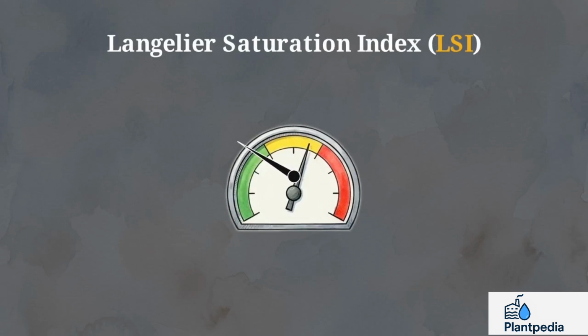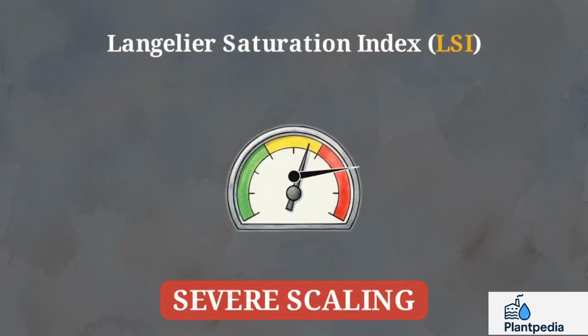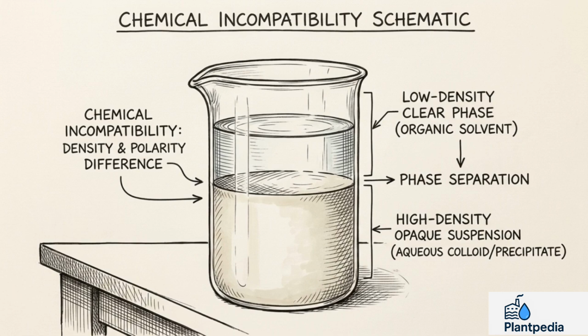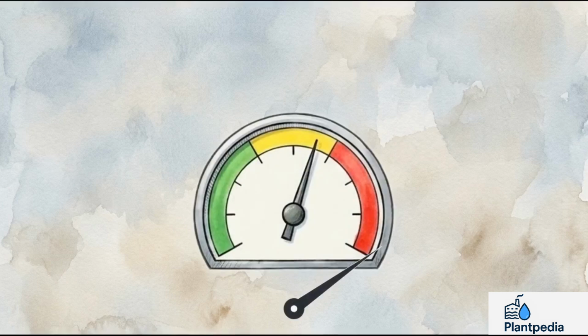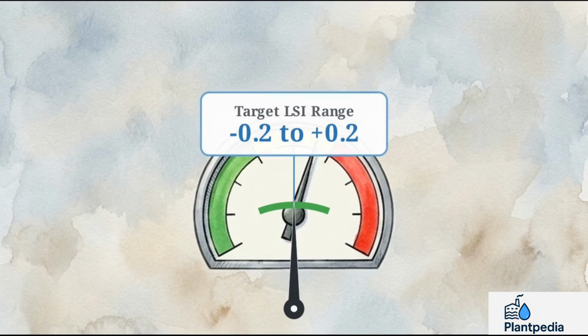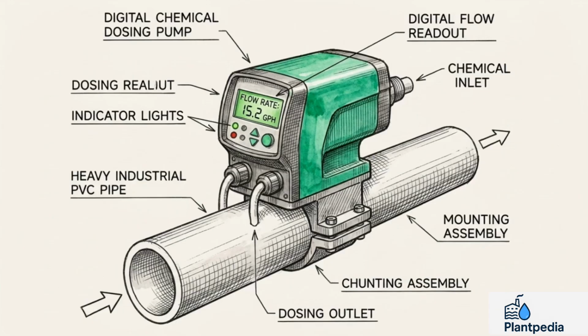Severe scaling takes hold when the Langelier Saturation Index, or LSI, is ignored, or when the plant utilizes a completely incompatible antiscalant chemistry for the specific feed water. The operational mandate to prevent this is strict. You must optimize the LSI to sit between negative 0.2 and positive 0.2. Furthermore, you must enforce the use of flow-paced dosing pumps, calibrated strictly by empirical jar tests.